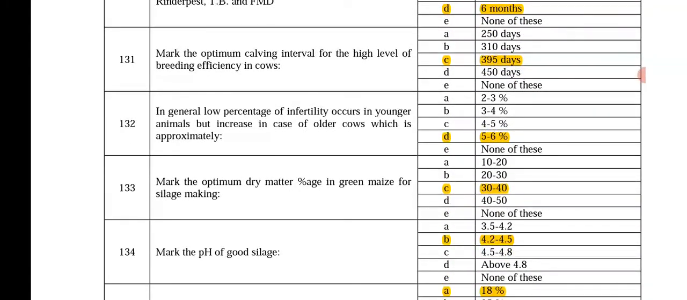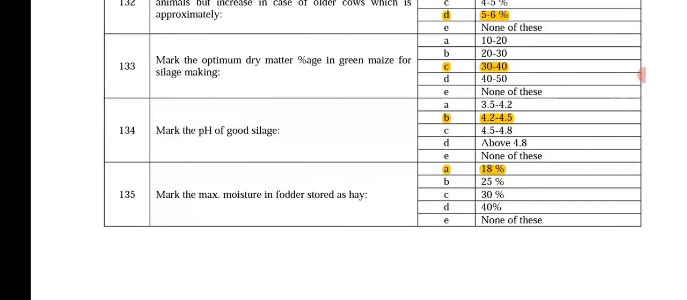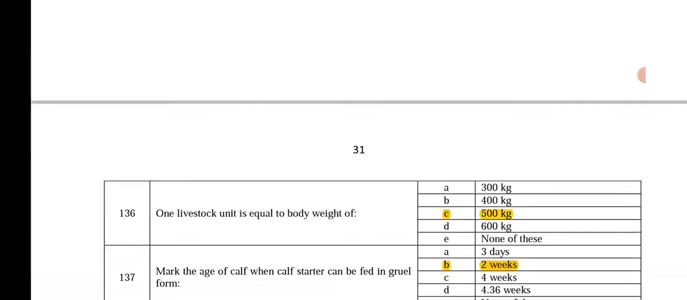In general, low percentage of infertility occurs in younger animals but increases in case of older animals, which is approximately 5.6%. Mark the optimum dry matter percentage in green maize for silage making: 30 to 40%. Mark the pH of good silage: 4.2 to 4.5. Mark the maximum moisture in fodder stored as hay: 18%.